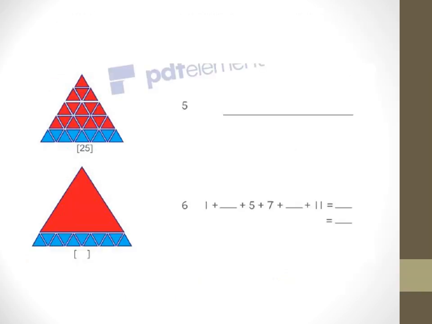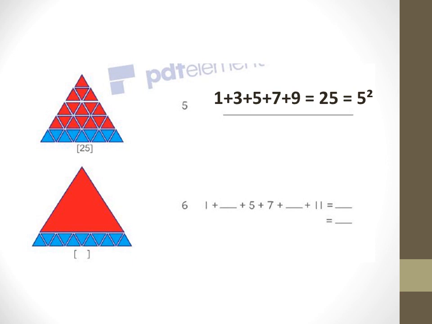Let's move on. Here are two more triangles. The number of rows in the first one is 5 and the number of rows in the second one is 6. So try to find out the missing numbers, the equations and the missing numbers yourself. Pause the video for 3 minutes and try to do it yourself. Now I am showing you the answers.